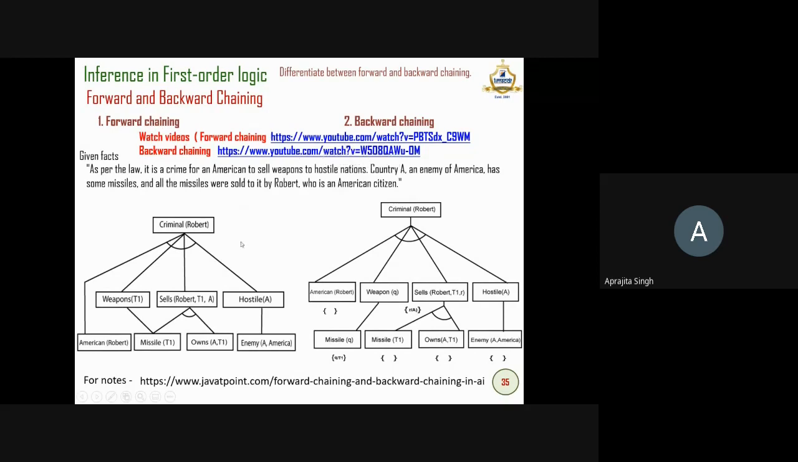Okay, so I will not repeat this for you. For this particular example of this American person who is selling weapons to hostile agents, here it is given an American robot. He is selling a missile. The weapon is a missile. Okay, and there is an enemy of America. This example is very well explained in these two videos, which you can look at.